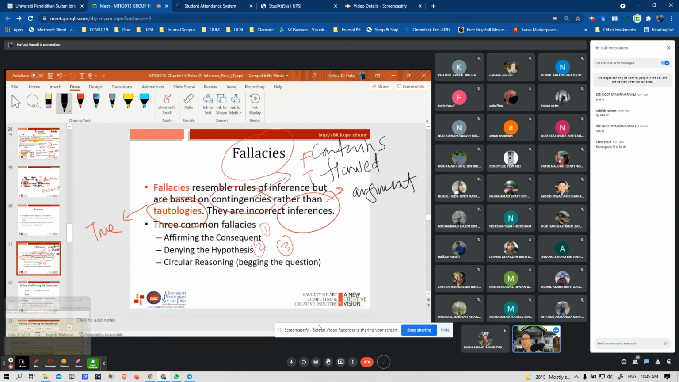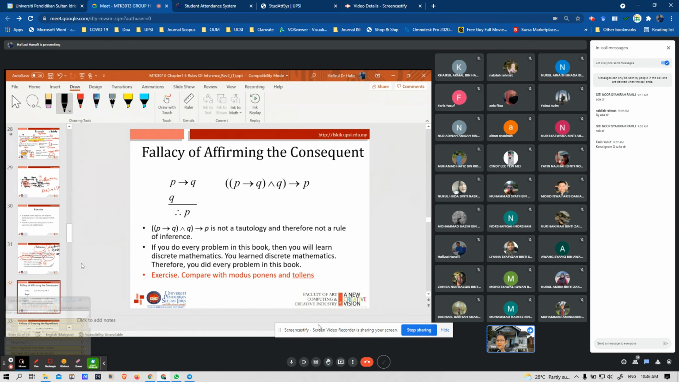Okay, and then for the third condition, we are begging, requesting the question in two different ways. Okay, for this one, for example, the fallacy of affirming the consequent is where we have P implies Q, and then Q, and therefore we have P. P is not a tautology and therefore not a rule of inference.